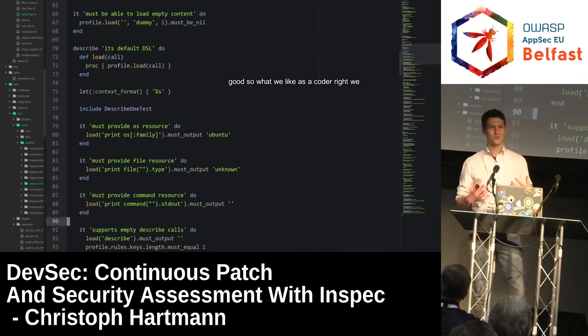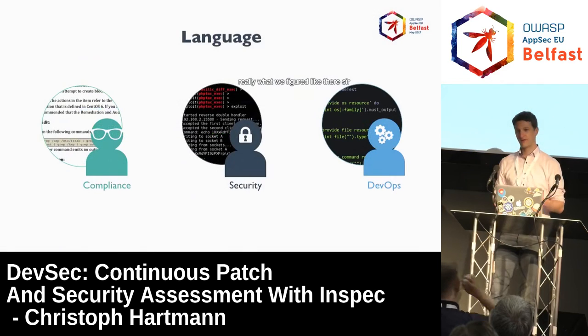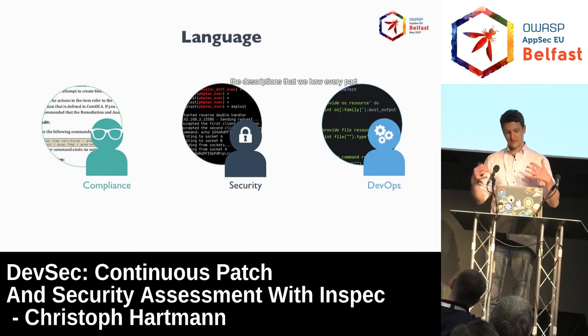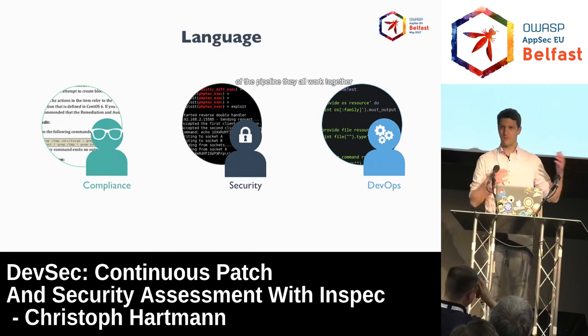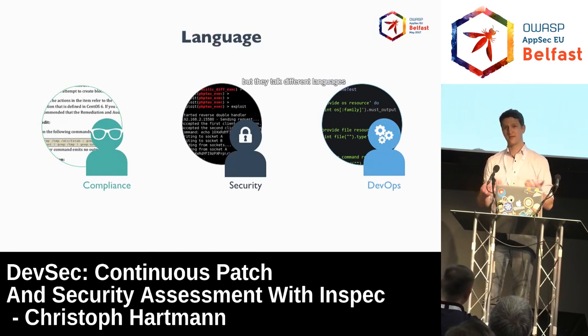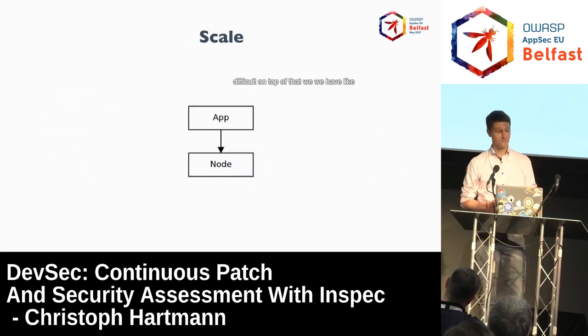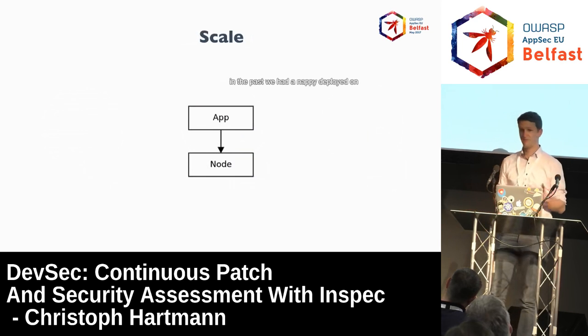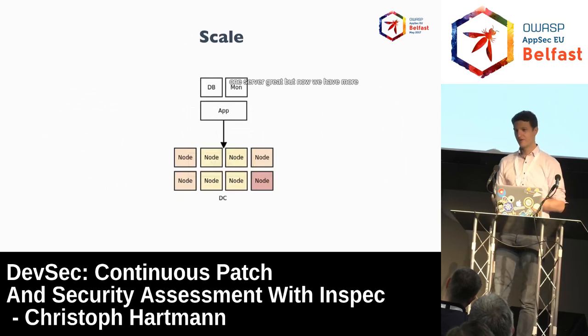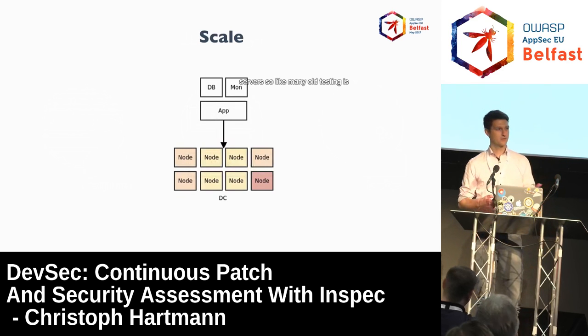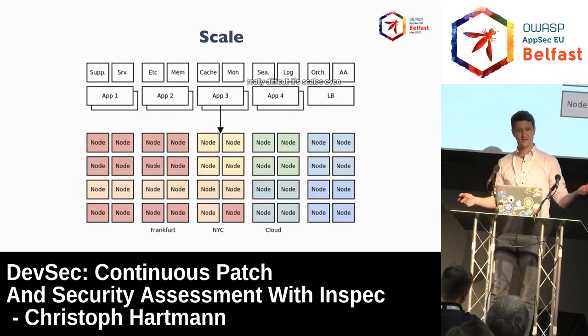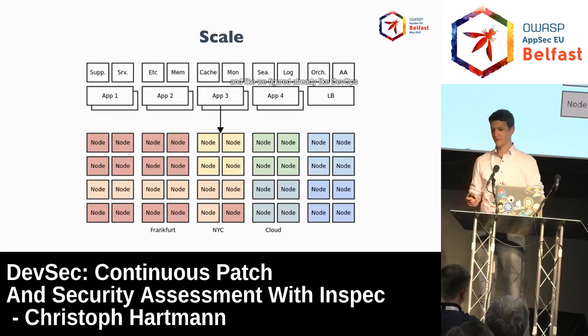But as a coder, we know this. We want to automate, we want to write quick, we want to run it in our CI/CD pipeline. And this is really what we figured: there's a difference between how every part of the pipeline works. They all work together, but they talk different languages. Difficult. On top of that, in the past we had an app, we deployed on one server, great. But now we have more servers, so manual testing is really difficult. It scales even further, so now we have more servers, great. So now we need to check all those.